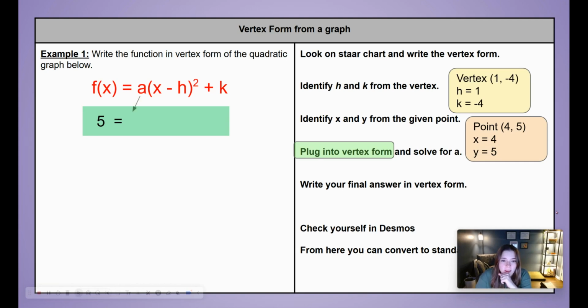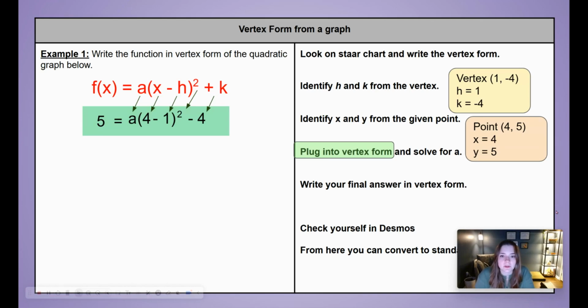We don't have A yet, so A is going to just stay A. Then in parentheses, you have your X. What is your X? 4. Minus H, well, what's your H? 1. And then you can't forget that squared, doesn't go anywhere. And then K, did we have a K? -4. And now you can solve just like how we always solve, right?